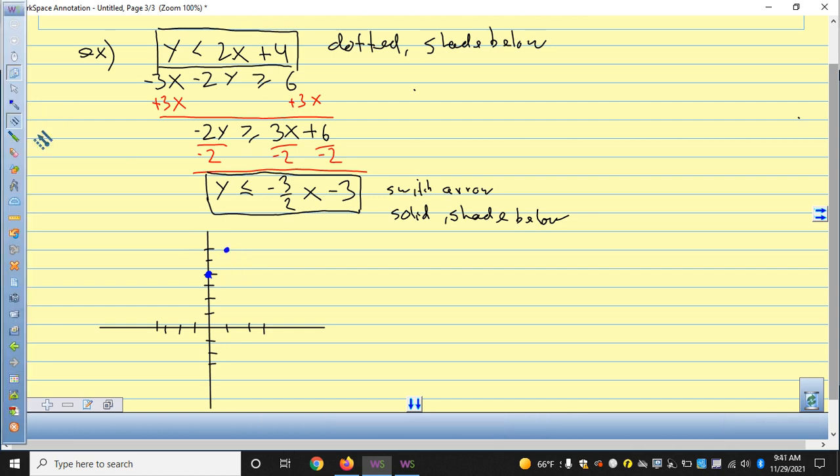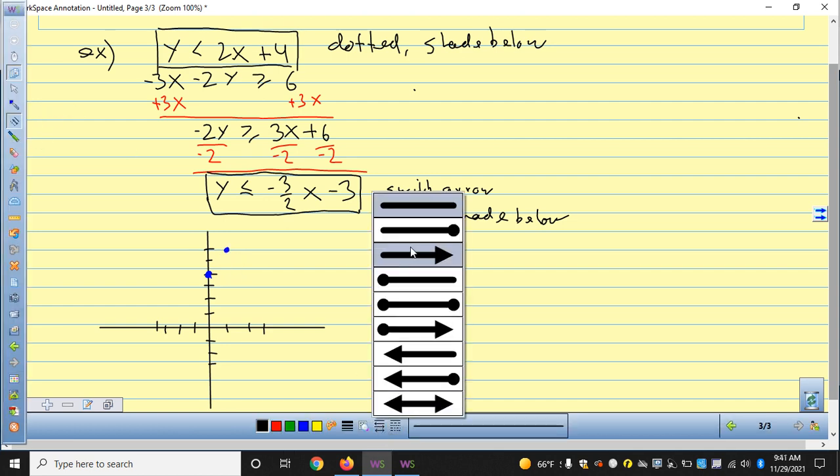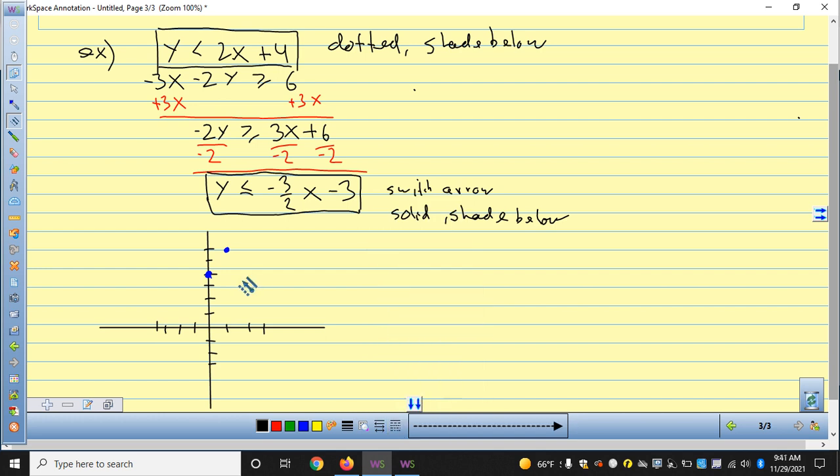And I'm going to graph this one dotted. Make sure I get this one dotted here, like so. Oops, I want that in blue. Undo that. That should be blue. There's my dotted line. And we're going to shade below. So I'm going to shade over here. If you're not sure, you can start on the line and say I need to go down. So I need to shade in this area.